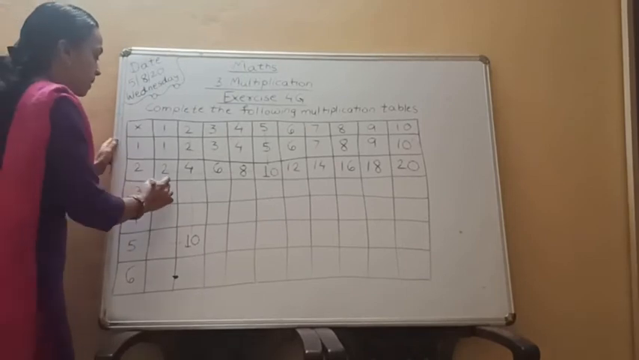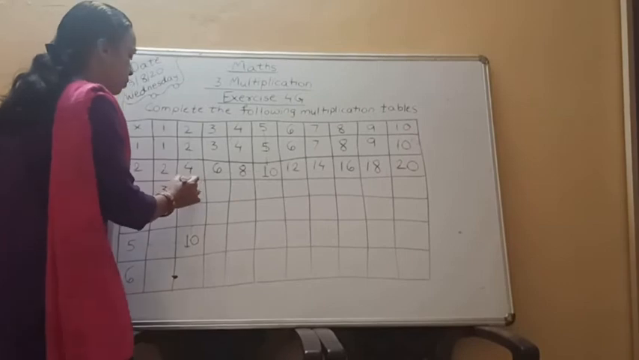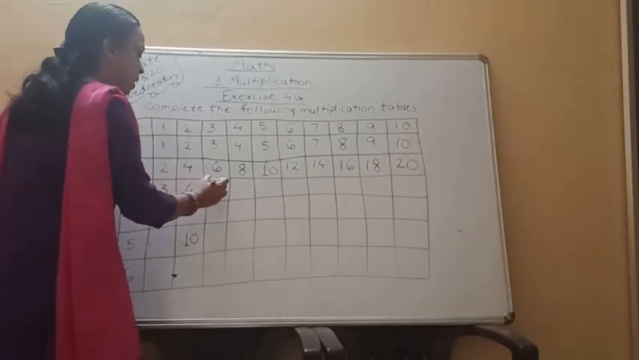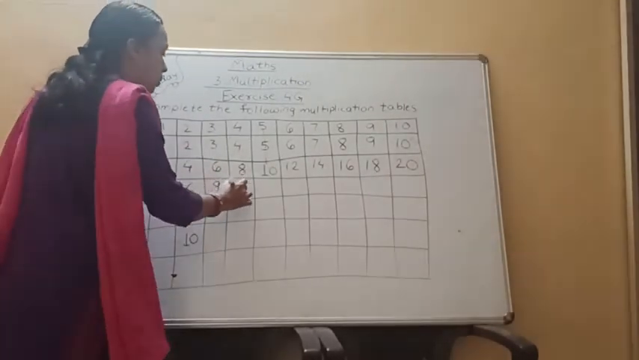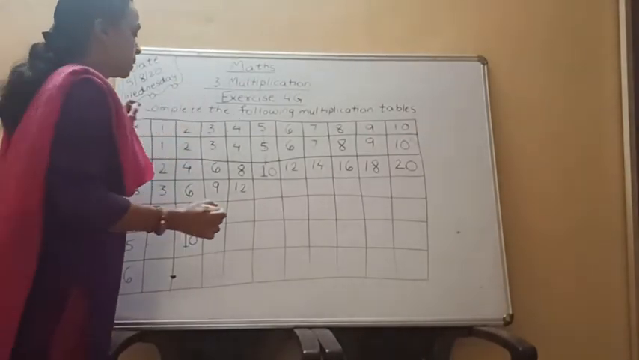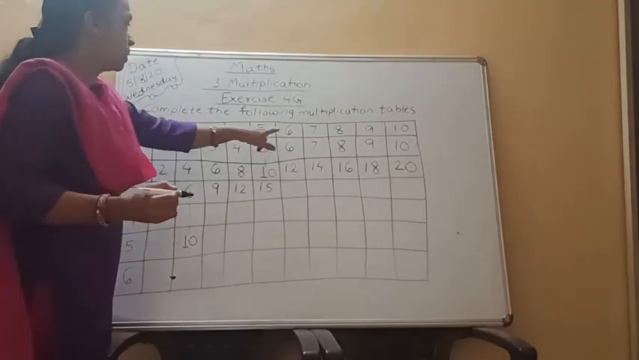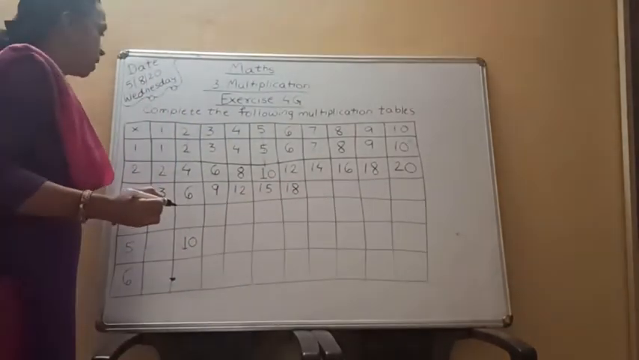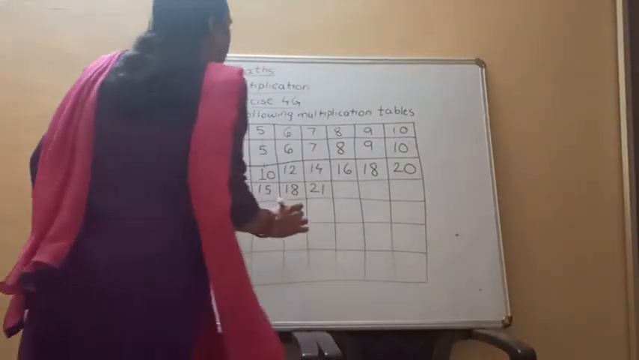3 multiplied by 1. 3 ones are 3. 3 multiplied by 2. 3 twos are 6. 3 multiplied by 3. 3 threes are 9. 3 multiplied by 4. 3 fours are 12. 3 multiplied by 5. 3 fives are 15. 3 multiplied by 6. 3 sixes are 18. 3 multiplied by 7. 3 sevens are 21.